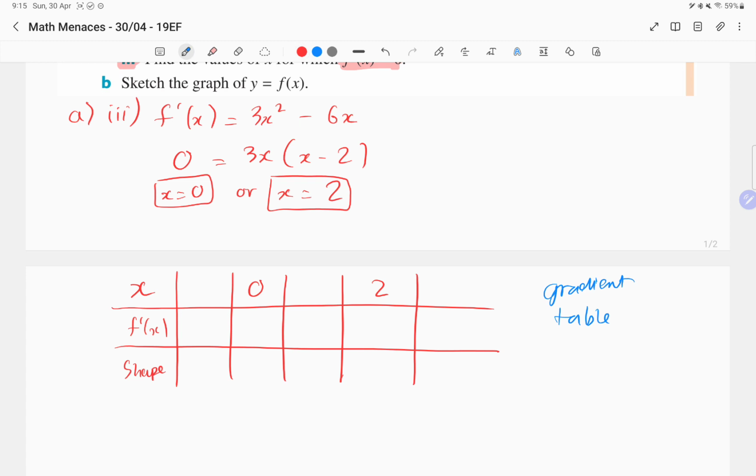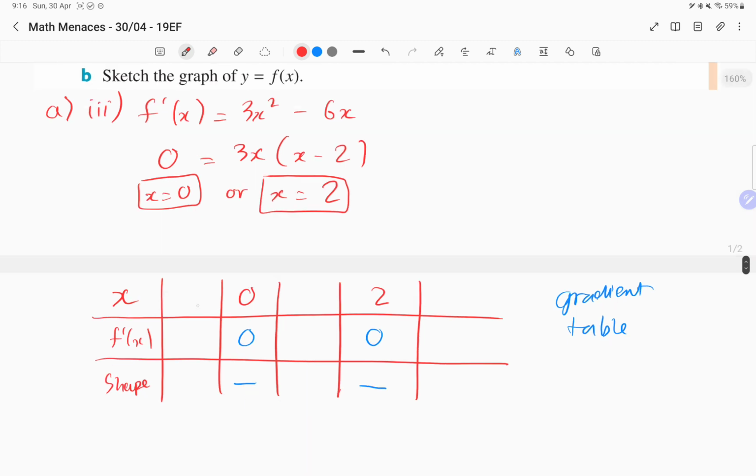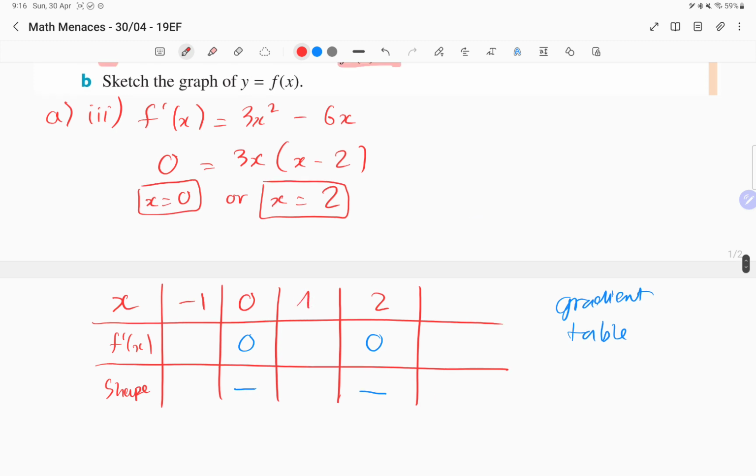All right, and what can I fill in first? The stationary point. The derivative is 0, and the shape is straight horizontal. That's right. What point, Charlie, would you pick before the point 0? Maybe -1. What point would you pick in between? 1. Sarah, what point would you pick after?